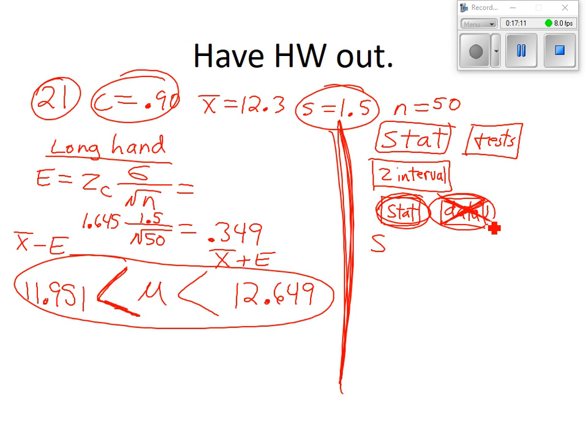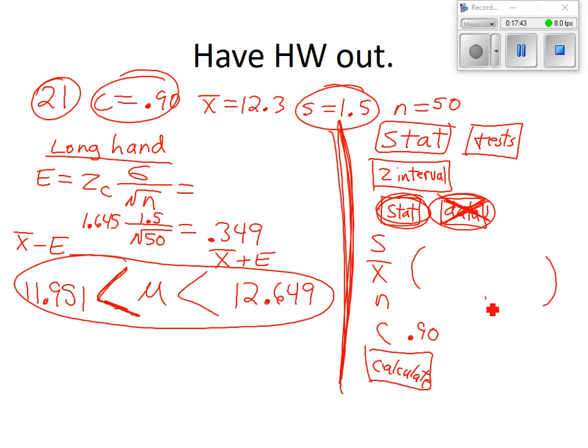So we want stats, not data, and first thing they ask you to put in on stats is S, right? So you put in S, then they ask you to put in X bar, then they ask you to put in N, is that right? Yeah. And then they ask you for C, which this time is 0.90, that's our confidence level. And then it's got calculate down here, and you just click on the calculate.